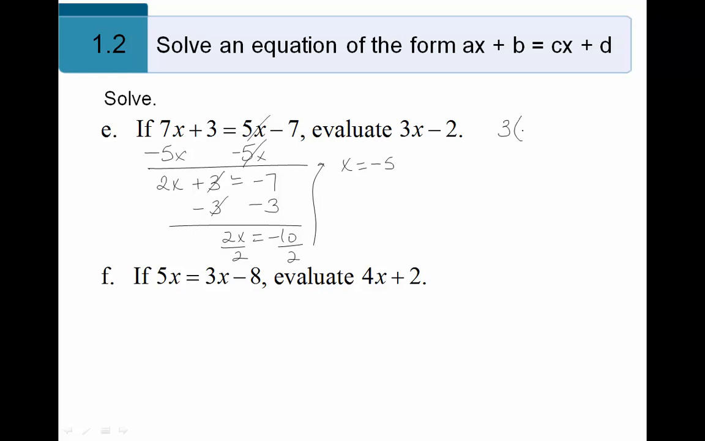That gives us 3 times negative 5 minus 2. To simplify, we have to follow order of operations, which tells us that we have to multiply before we can add or subtract. Multiplying positive 3 and negative 5, we get negative 15 minus 2, and negative 15 minus 2, or negative 15 and negative 2, is a negative 17.